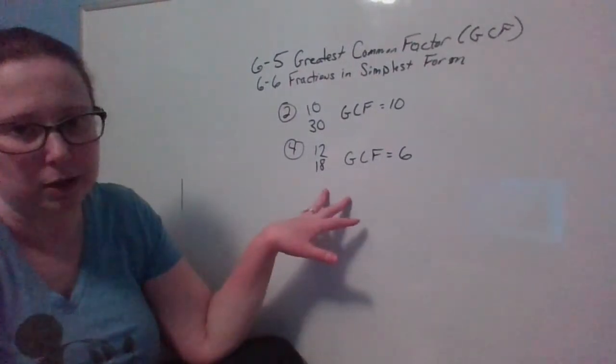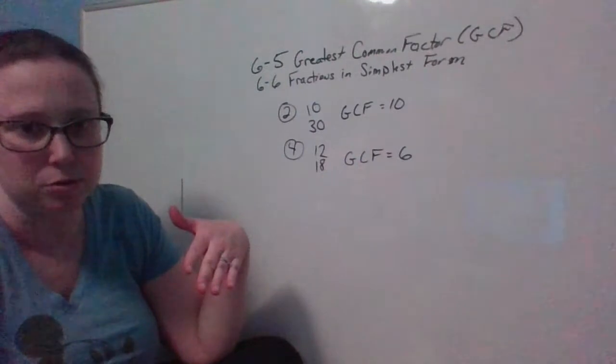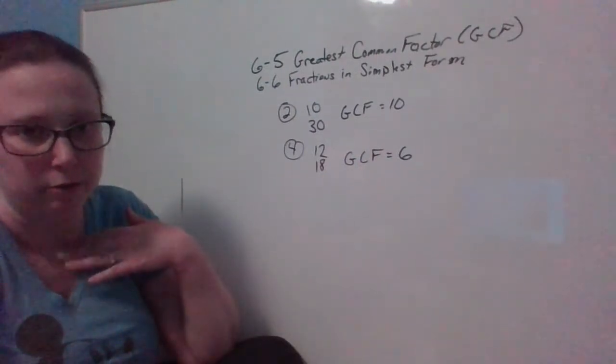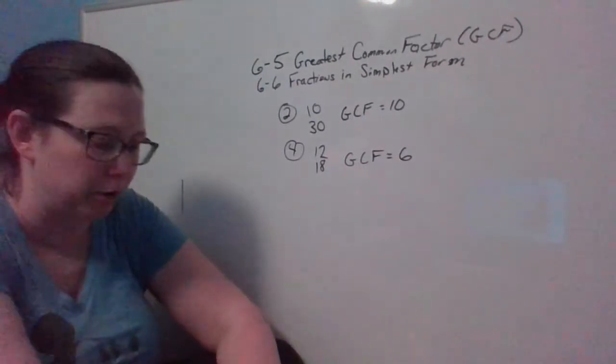Definitely start with this method though, where you're looking at the smaller number first, seeing if it goes into your larger number without a remainder. If not, start thinking about those factors of that smaller number and go from there.